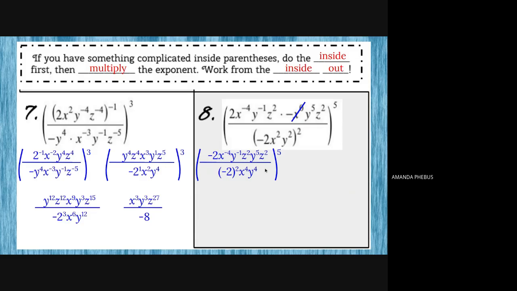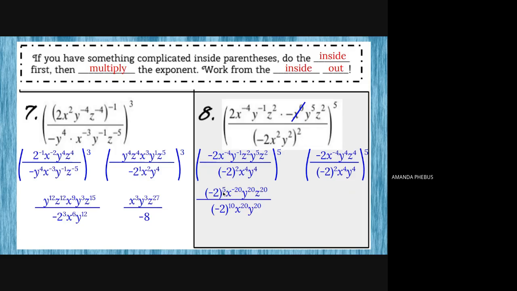Let's see what I did next. Okay, then I combined. In the numerator, I combined. I have -2 x to the 4th, but then I put my y's together. So -1 plus 5 is y to the 4th. And then z squared and z squared is z to the 4th. And then I multiplied everybody's exponent by the 5 on the outside.